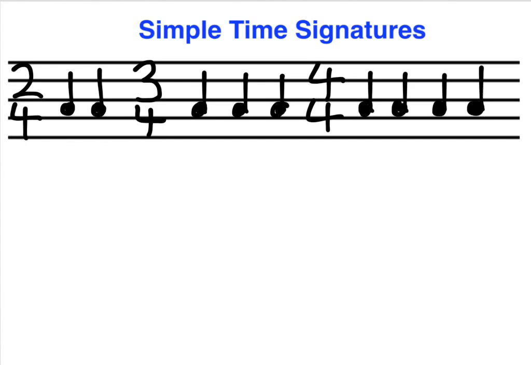Now, obviously, you're going to have more than just crotchets in music that's in 2/4, 3/4, 4/4. You will have things like quavers and semiquavers and so on. So there are certain rules we need to follow when we want to group notes together in simple time signatures like 2/4, 3/4, and 4/4.